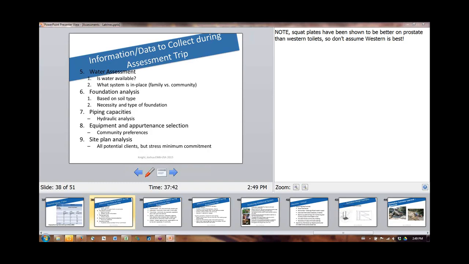We have a whole other webinar that looks at that. Piping capacity, hydraulic analysis. Is the poop going to go down? Make sure it does. Equipment and appurtenance selection, community preferences.